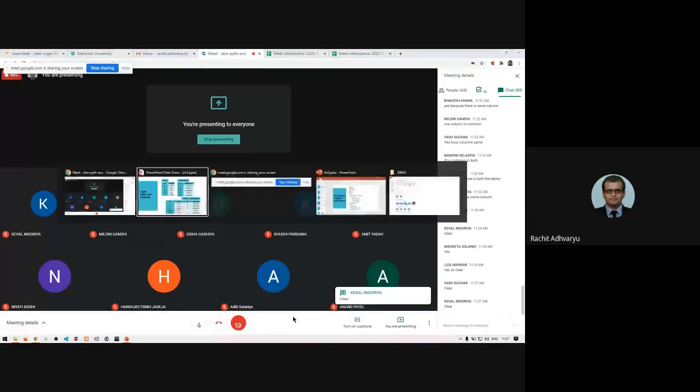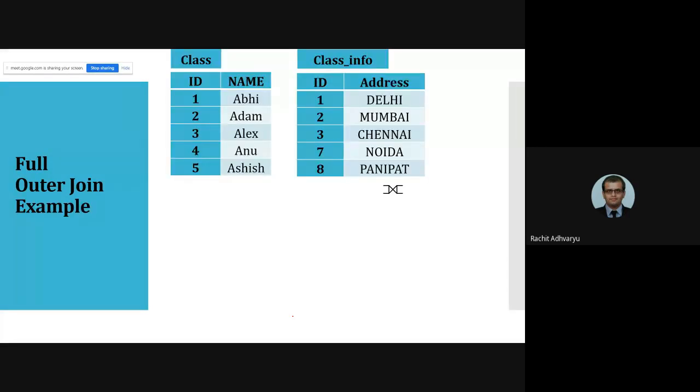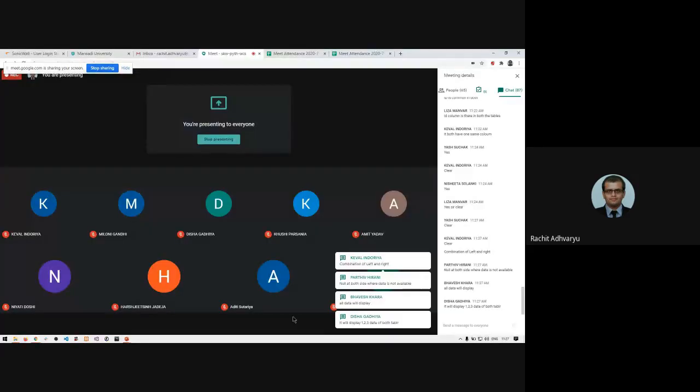So now, what will be the full outer join? Anyone? Give me the answer for the same question. What can be the full outer join? Give me the answer in the chat box. What can be the full outer join? I want the answer in the chat box.